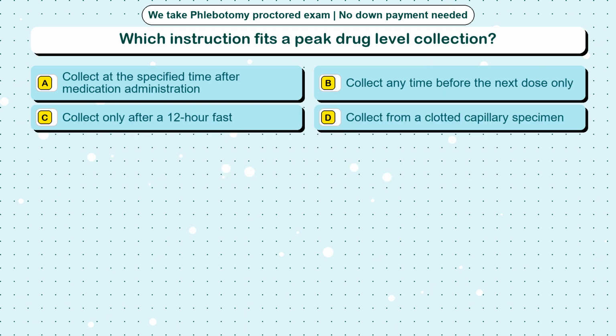Question 66. Which instruction fits a peak drug level collection? Option A, collect at the specified time after medication administration. Option B, collect any time before the next dose only. Option C, collect only after a 12-hour fast. Option D, collect from a clotted capillary specimen.